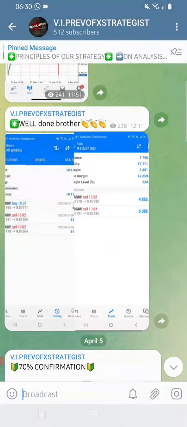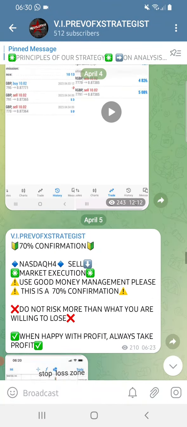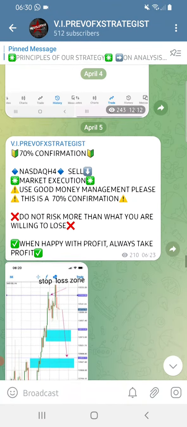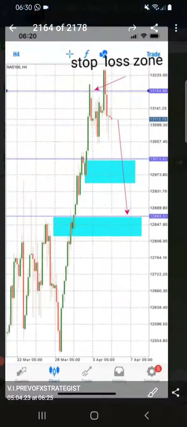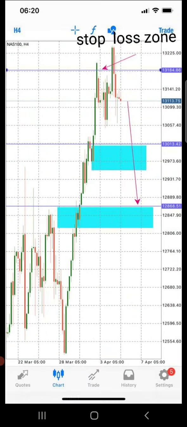Okay, and we moved now on the 5th. We took a sell on Nasdaq. As you can see, here's the signal that was given. Now here, that's where we placed our stop loss. As you can see with that line, it was at 13184.86. That was our stop loss area right there.